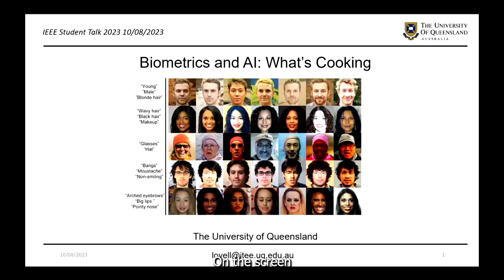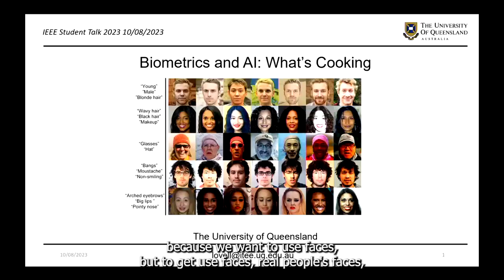On the screen is a whole bunch of people who are not really people. These are all synthetic faces. These are some of the ones we've been generating. And I'll tell you why we're generating artificial people. One of the big issues is privacy, because to use real people's faces, we should get their consent. And we don't need consent from these guys.